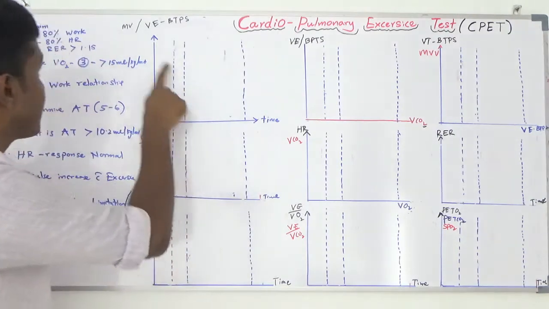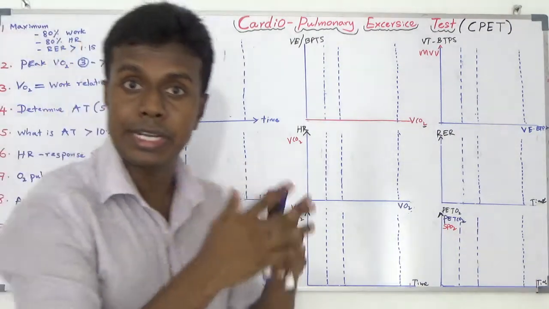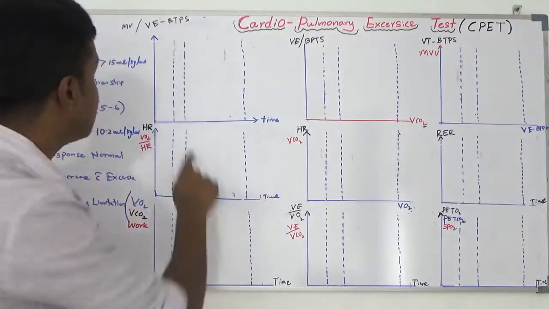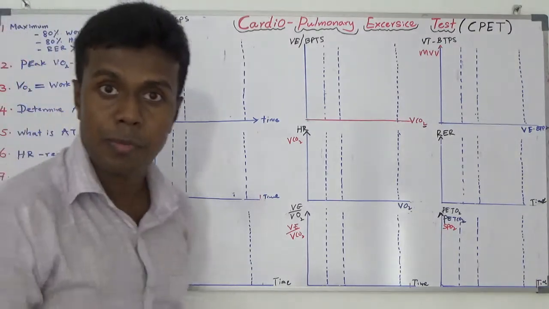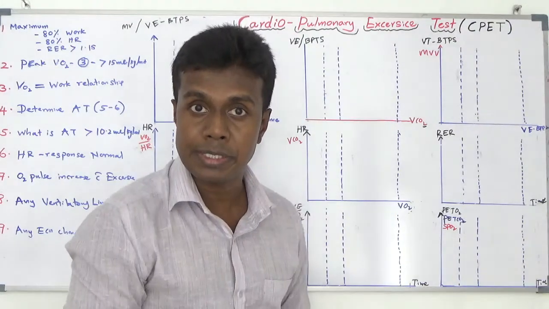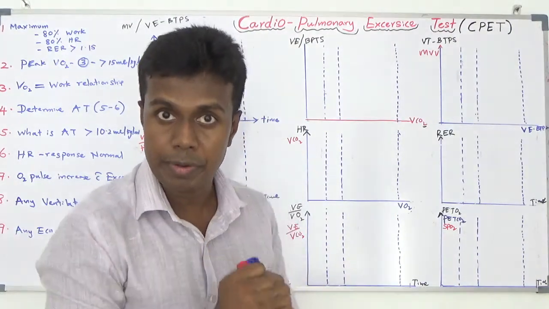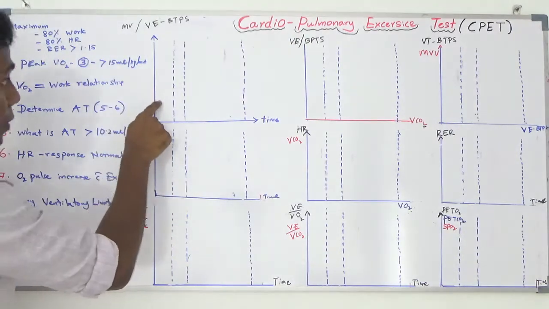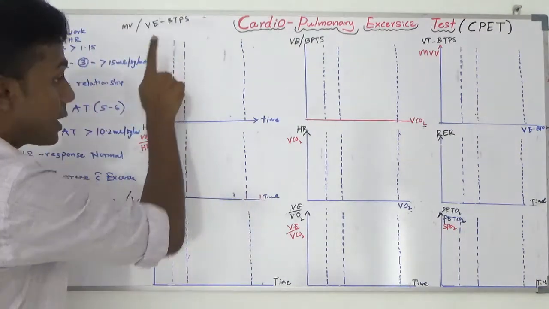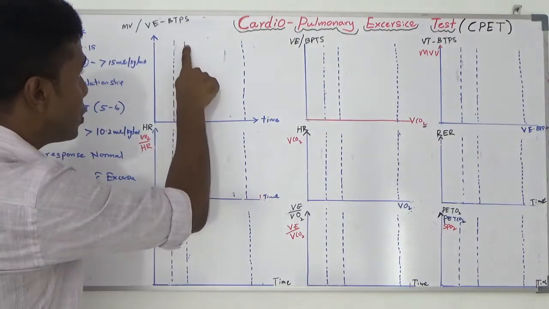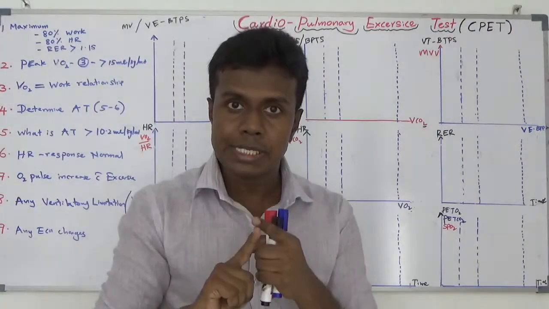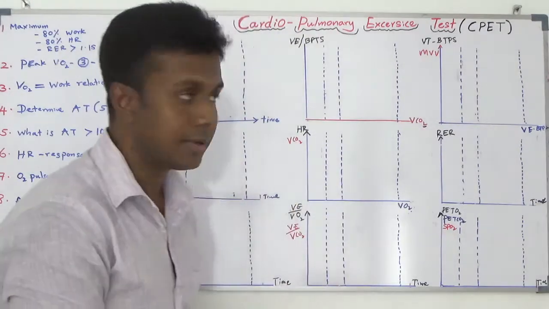Graph number 1 shows minute ventilation, or ventilation. There is a thing called BTPS: body temperature, ambient pressure and saturated vapor pressure. The volume we are going to measure should be at body temperature and saturated with water vapor as well. So from here to here is before exercise, here we are going to start unloaded exercise, here we start loaded exercise, and here we finish the exercise. If you go through my previous lecture, you can easily understand this graph.